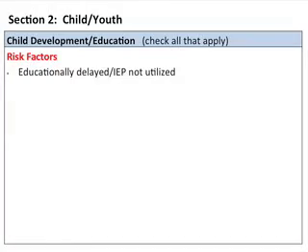The next category is child development and education. This is where you're going to document things that the child is educationally delayed. They have an IEP.